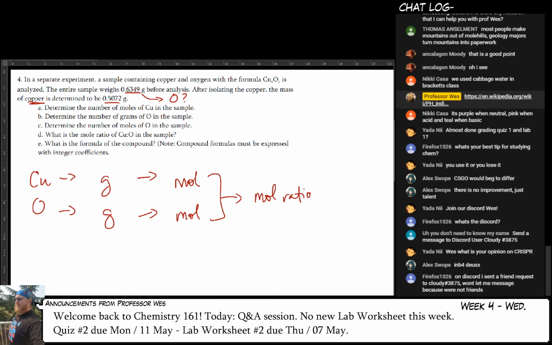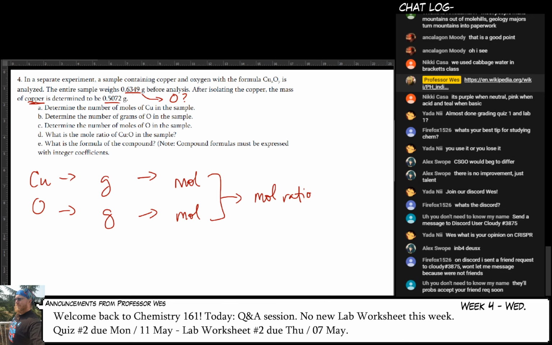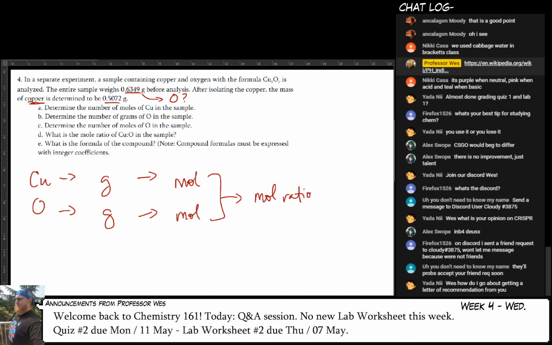Specifically for Discord, you can't message people without becoming a friend, so send a friend request, and when that goes through, then you can message them, and then they can send you the invite link.